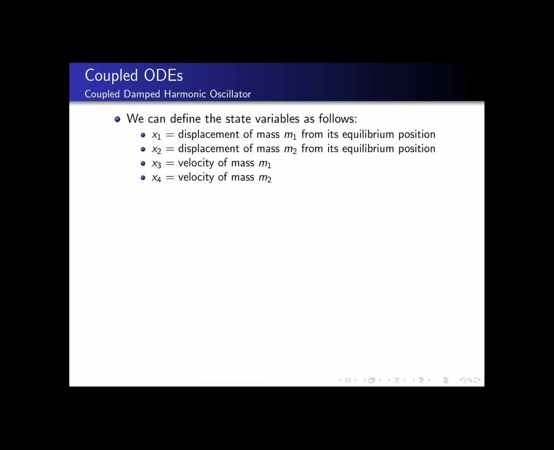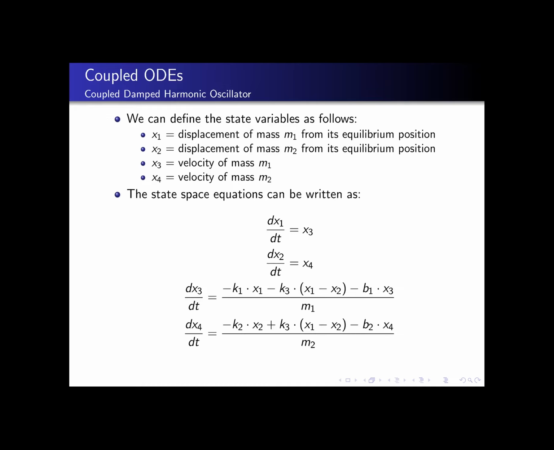Okay, so defining the states, we can say let x1 be the displacement of mass m1 from the equilibrium position. x2 is the displacement of the mass m2, and then we have the velocity of those items as well. Notice that we could have presented these in a different order. We could have said x1 is the displacement of m1 and x2 is the velocity of m1, and just kept the two state variables for each of the subsystems together, but it doesn't really matter. It's equivalent. The matrices are similar. So here are the state space equations that result.